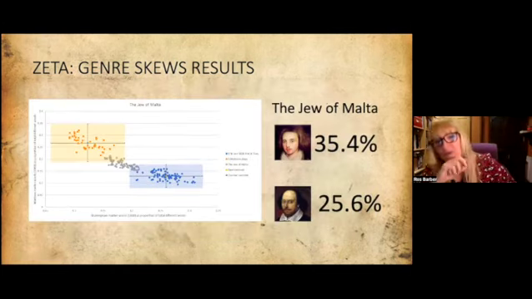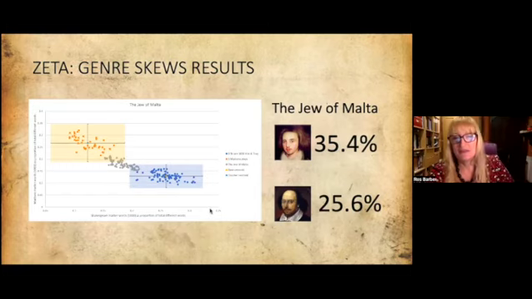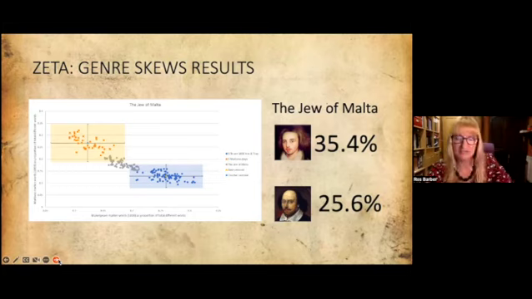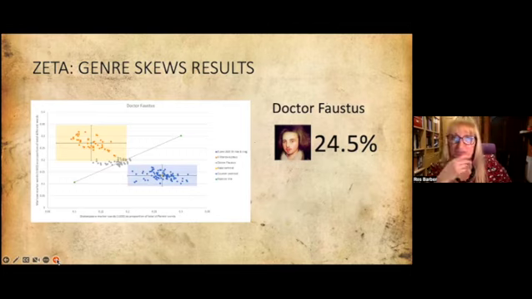The Jew of Malta, by their method, is 35% Marlowe's and 25% Shakespeare's, and the rest falls into no man's land. And the reason is actually, I think, because there is quite a lot of comedy. It's a farce, in fact. It says it's the tragical history of the Jew of Malta, but it's basically a farce. It's like the Merchant of Venice with bad jokes. The no man's land is probably the comedy stuff that falls in there. But, you know, when genre skews results that much, you can't do a proper analysis.